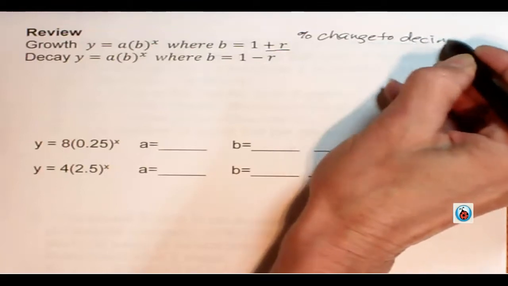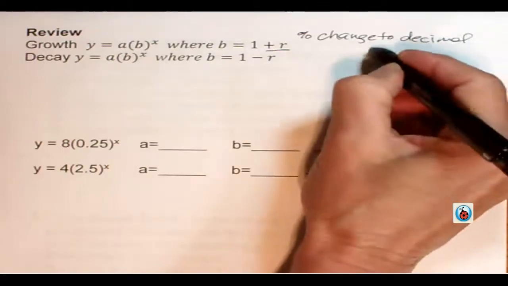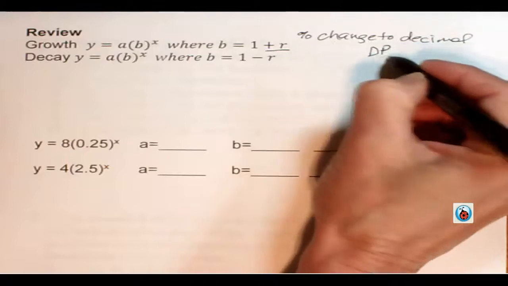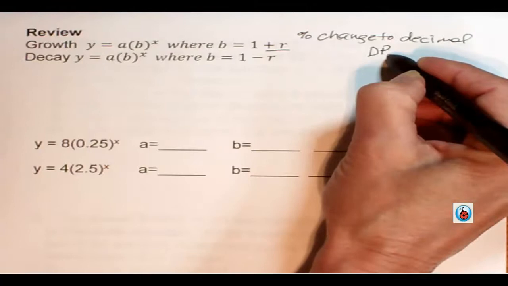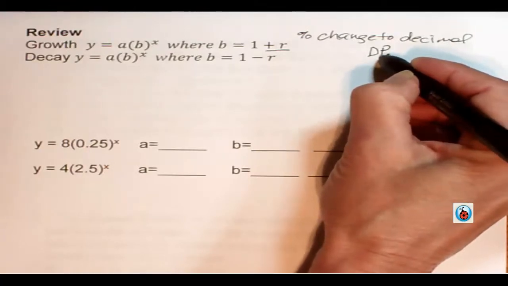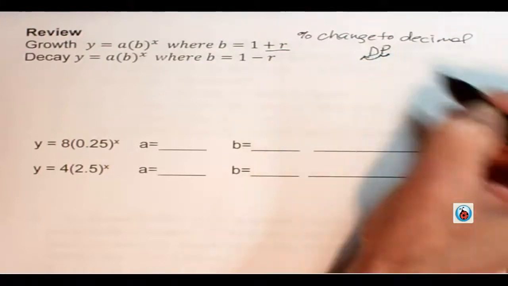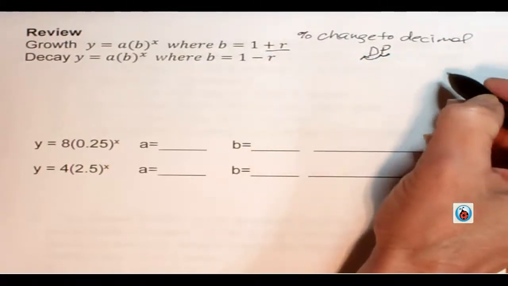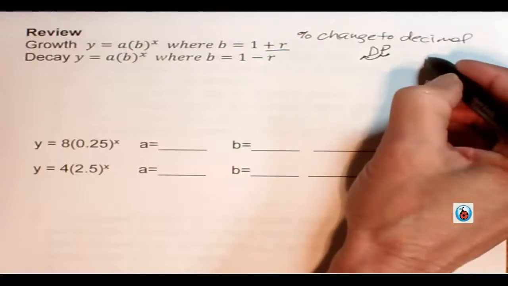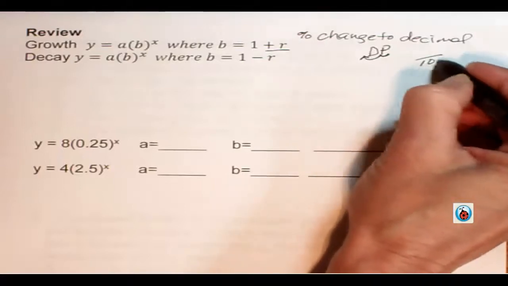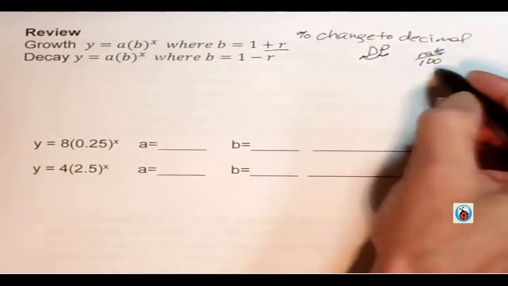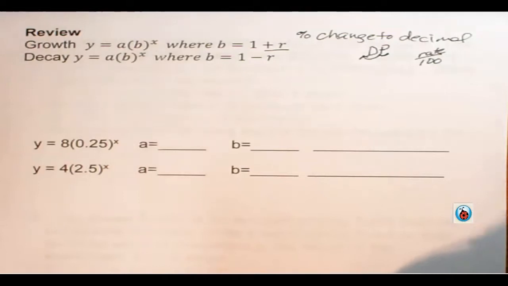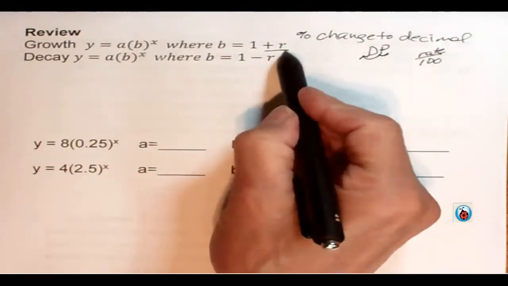Two ways to do that. Either move it 2 places to the left. So here's your decimal point. To make it from a percent to a decimal, move 2 places to the left, right? Or you can take it and divide the number by 100. Whatever your rate is, percent, divide it by 100, and that'll give you the number to place inside this r.